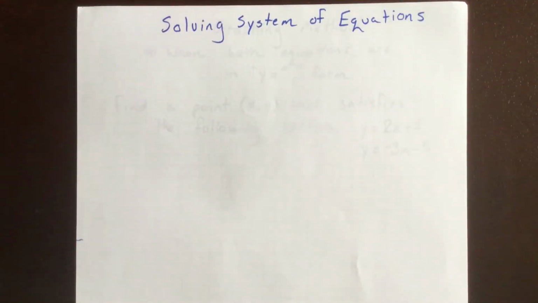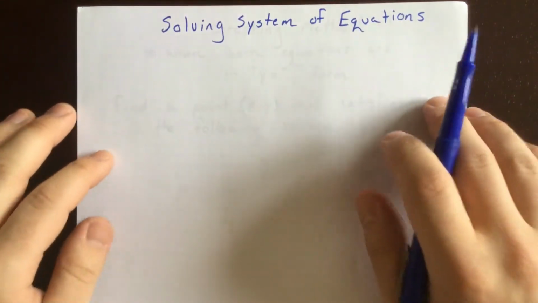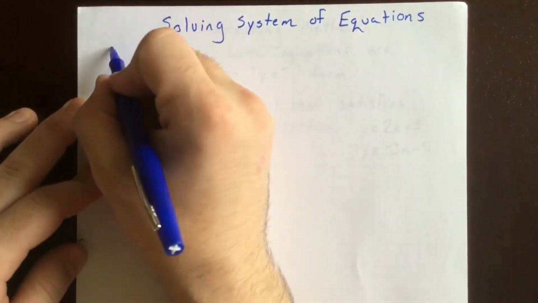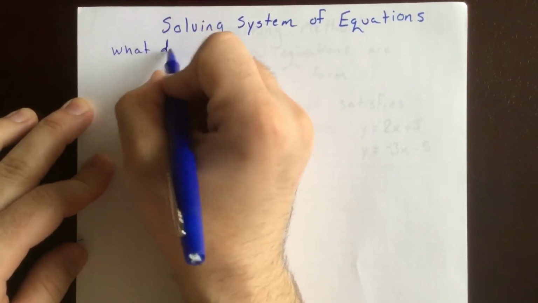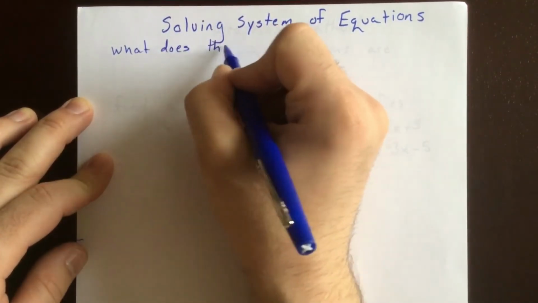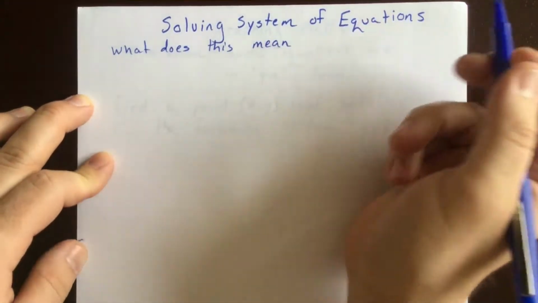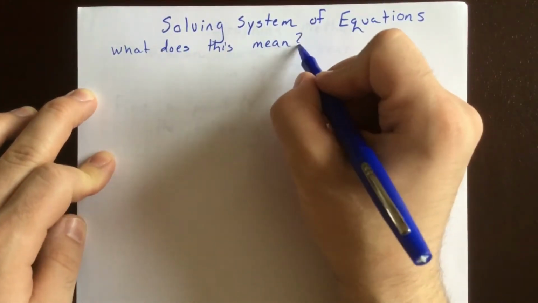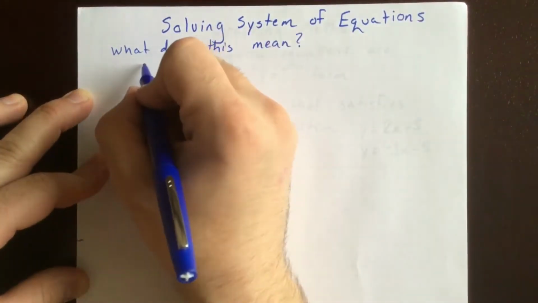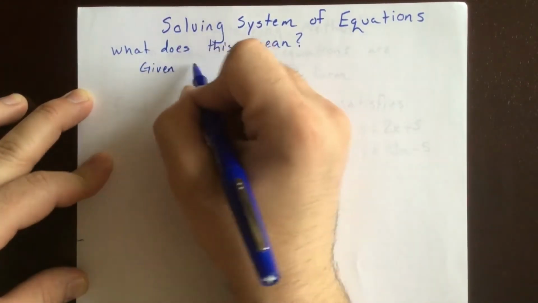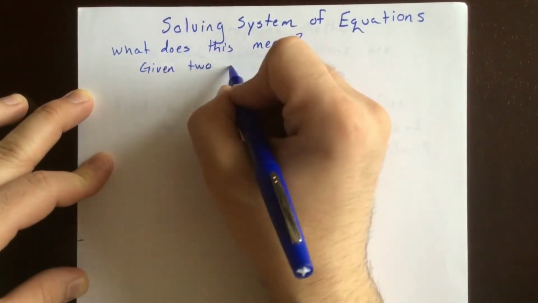Hey everyone, in this video and the following videos, we're going to be looking at how we solve systems of equations. So what exactly does this mean? You might be wondering, a system of equations, and what is a system? What does it mean to solve it? To solve a system of equations, first of all, we have to be given two equations.